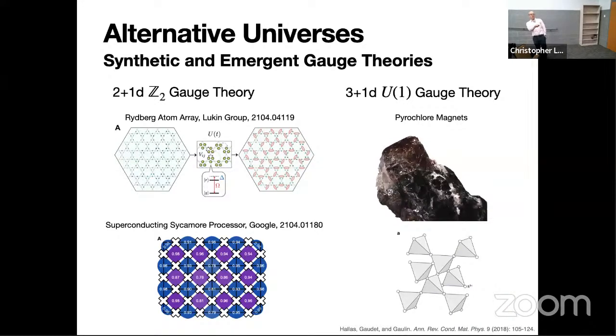So the main world where we're going to live in this talk is actually in a class of materials which are frustrated magnets called pyrochlores. They're minerals. That's actually a picture of one of them, which have this lattice of atoms on the inside. I'll talk more about it later.